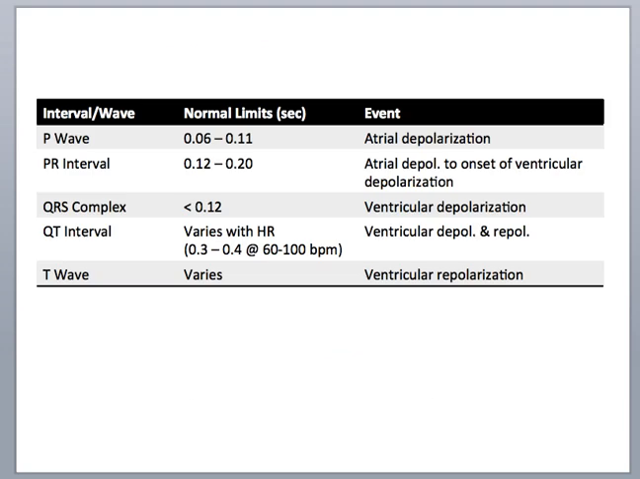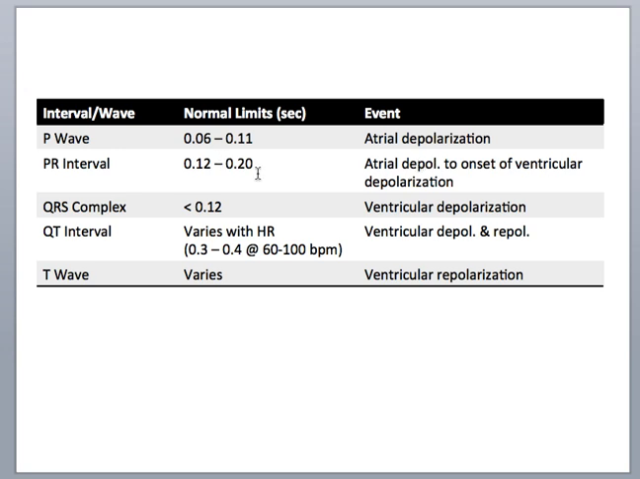Okay, so here's a chart of our normal limits that we kind of talked about. This is very important to know. So we have our P wave. It should be anywhere from 0.06 to 0.11 seconds. And like we said before, this is due to our atrial depolarization. Our PR interval is that distance between the P wave and the QRS complex, and that represents the time from the depolarization of the atria to the ventricle depolarization.